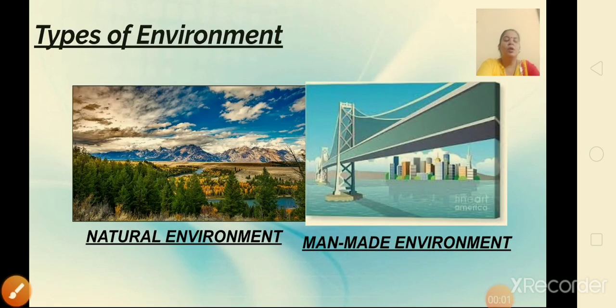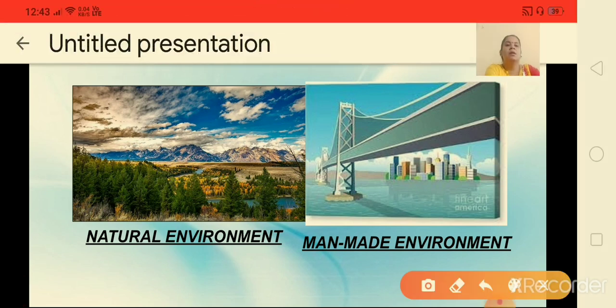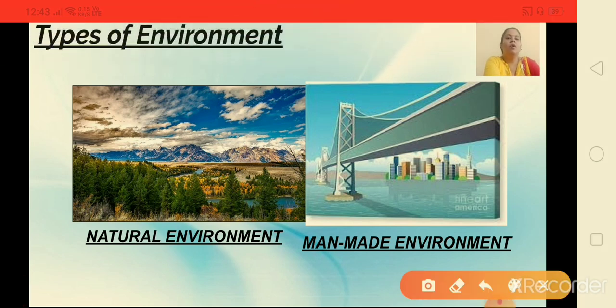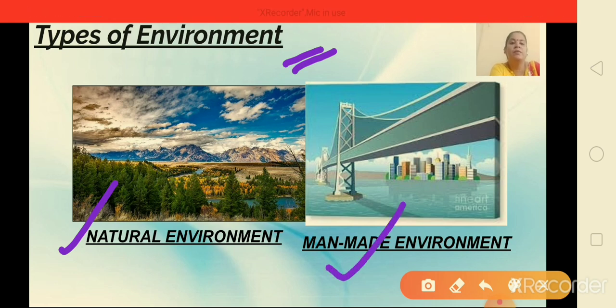Students, look at this picture here. This is a picture of types of environment, right? So, as discussed earlier, there are two types of environment. One is natural environment and other is man-made environment. Now children, look carefully at both the pictures. What do you feel? What is the difference between the two?